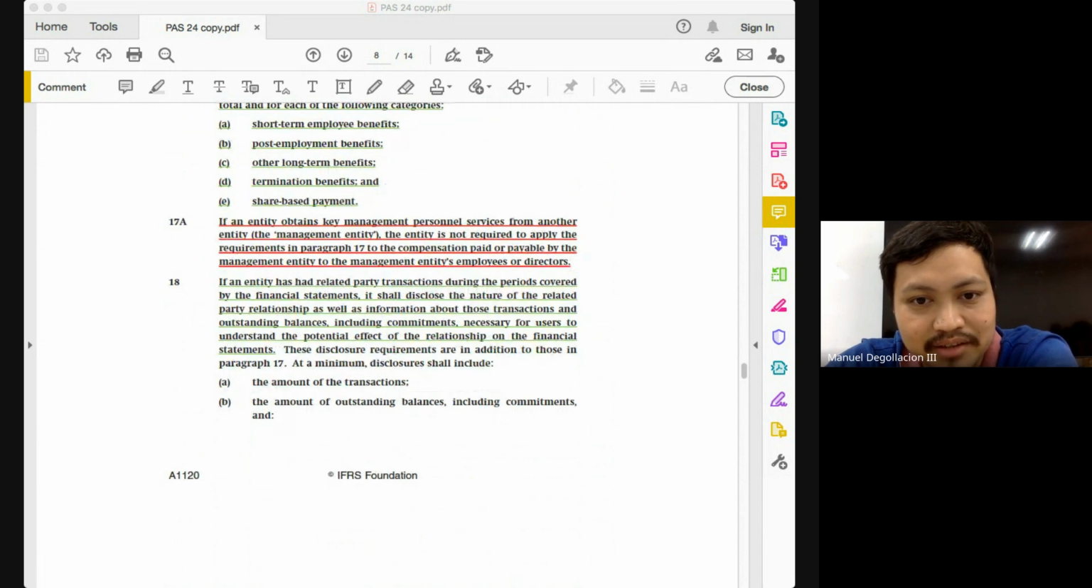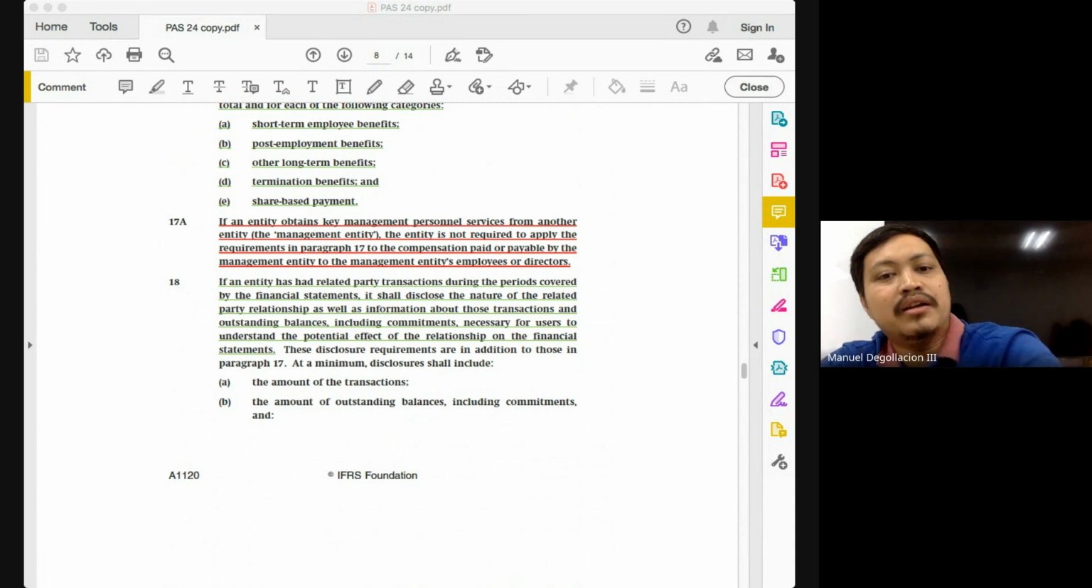Paragraph 18, if an entity has had related party transactions during the periods covered by the financial statements, it shall disclose the nature of the related party relationships as well as information about those transactions and outstanding balances, including commitments necessary for users to understand the potential effect of the relationship on financial statements.